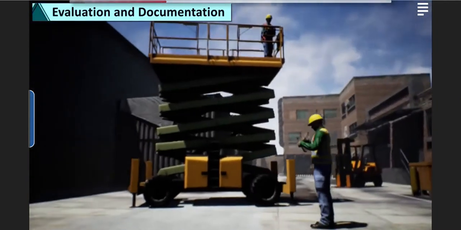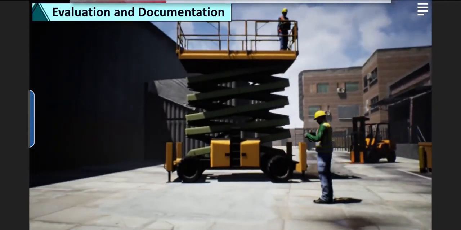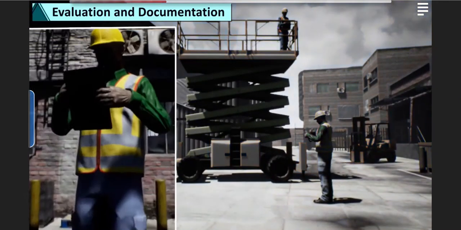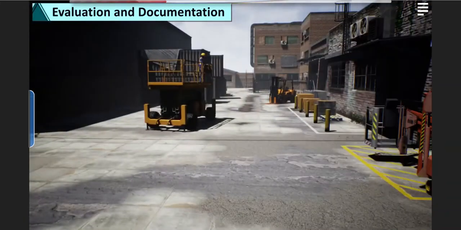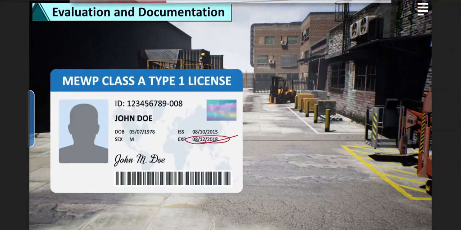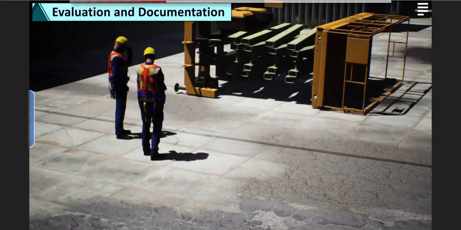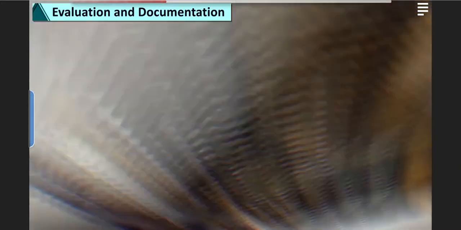Operators must be evaluated for proficiency on a regular, ongoing basis. This evaluation must include visual observations and must be formally documented. Retraining must be provided if the operator's training expires, if evaluations show a deterioration in the operator's performance, or if the operator is involved in an accident or near miss with the MEWP.